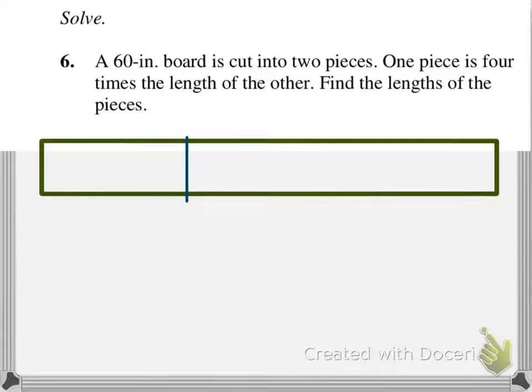And now we have to decide on a variable. You always want your variable to represent the thing that you know absolutely nothing about. It may or may not be what you're being asked to find, but the variable should always represent the unknown, what you don't know anything about. So when we read this problem again, one piece is 4 times the length of the other. It sounds like we know something about the longer piece, but we know nothing about the shorter piece. So I'm going to have x equals the shorter piece.